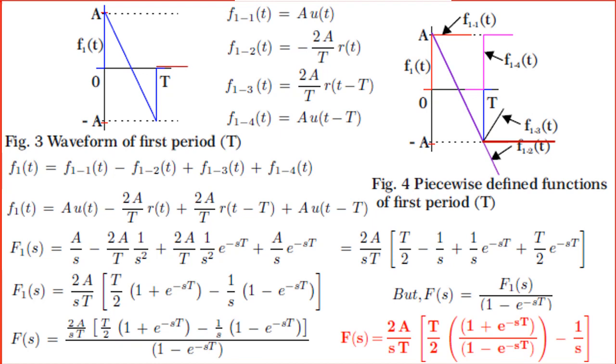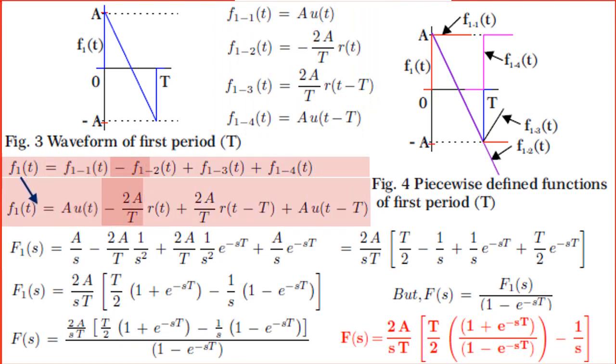Hence, to bring the trace to proceed along the x-axis as required, we need to add a fourth function which should be a step function of A units at t equal to T seconds. Let this function be f14(t) and f14(t) is equal to A u(t minus T). Using these piecewise defined functions, we get f1(t) is equal to f11(t) minus f12(t) plus f13(t) plus f14(t). By substituting for all the four functions, we get f1(t) is equal to A u(t) minus 2A/T r(t) plus 2A/T r(t minus T) plus A u(t minus T).